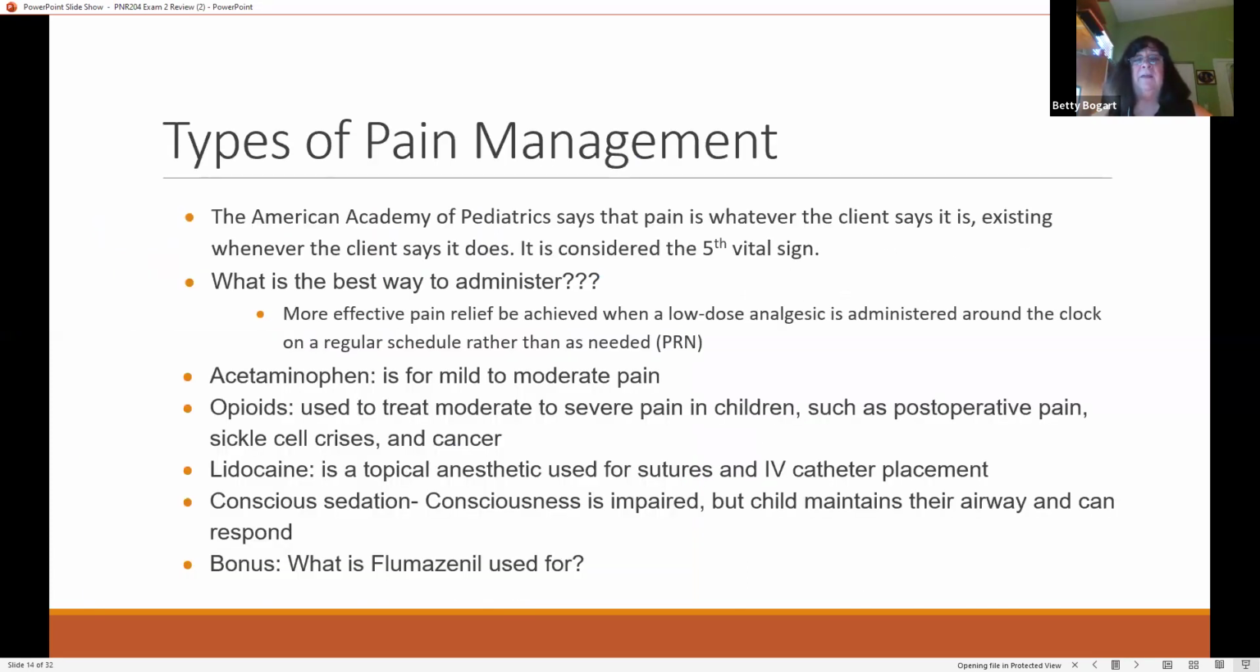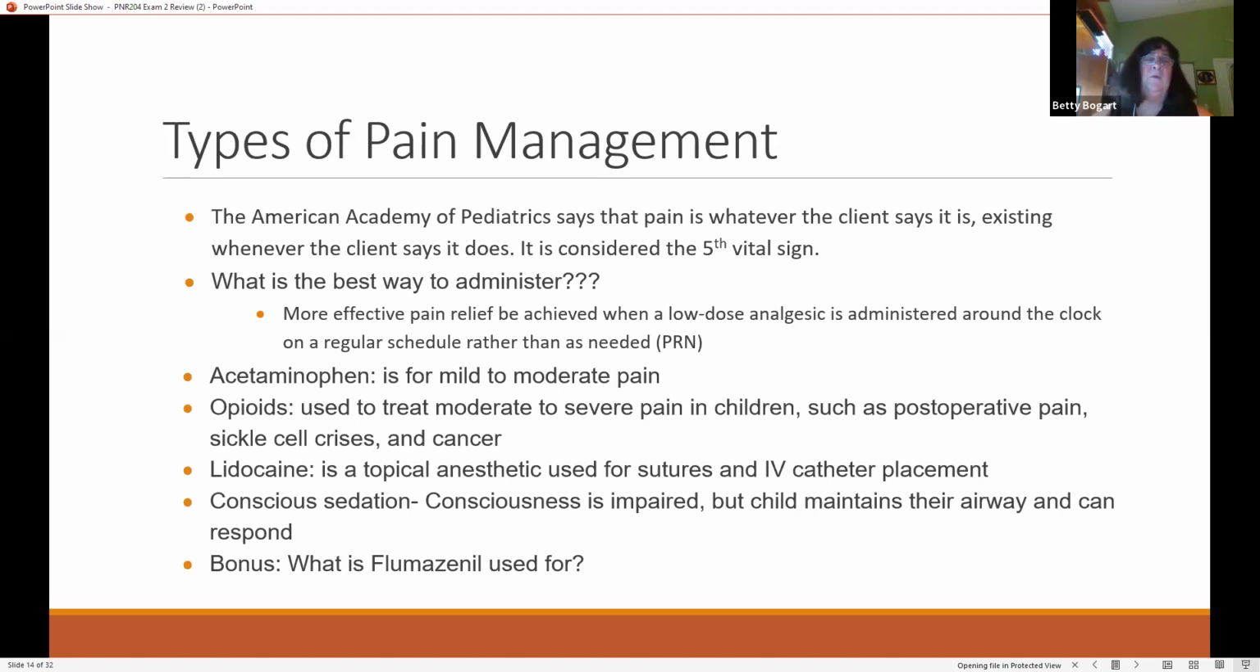Remember, pain is the 5th vital sign. That happened in the early 2000s, believe it or not. And remember, pain is what they say it is. You even see adults sitting there telling you they're 10 out of 10 and they're giggling. Well, that might be the way that they respond to pain, right? So don't look at it like, well, I don't believe them. The American Academy of Pediatrics says the pain is whatever they say it is.